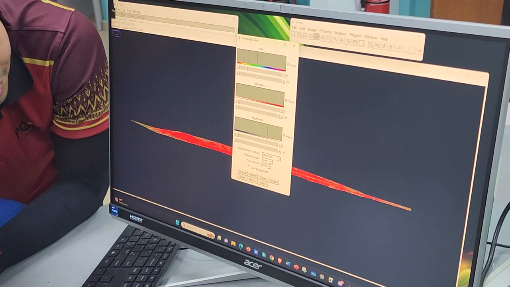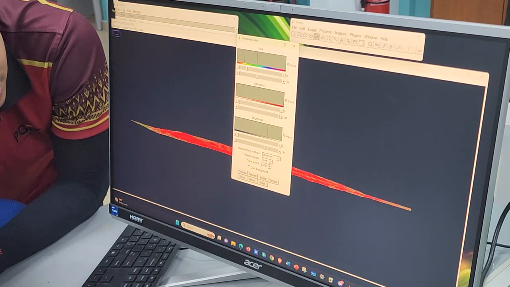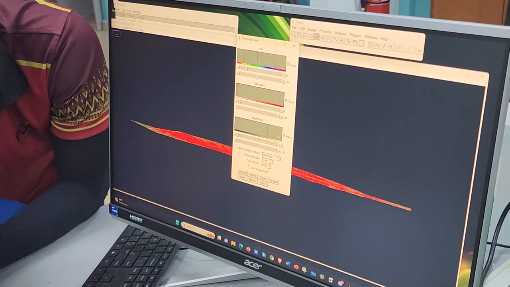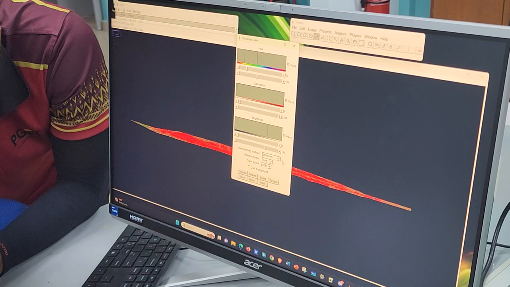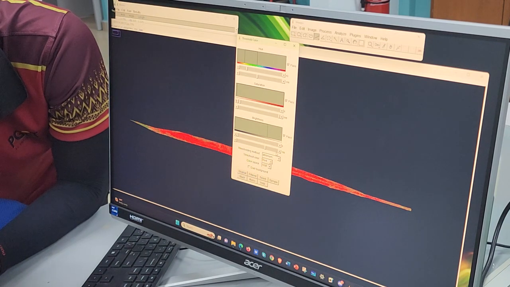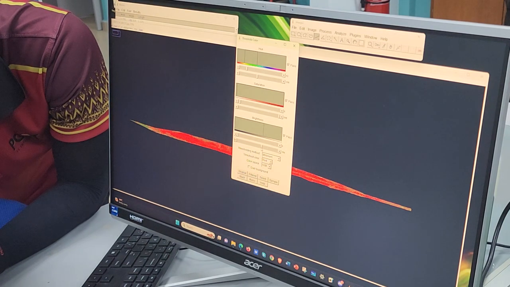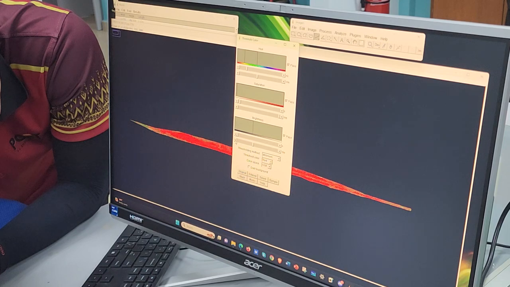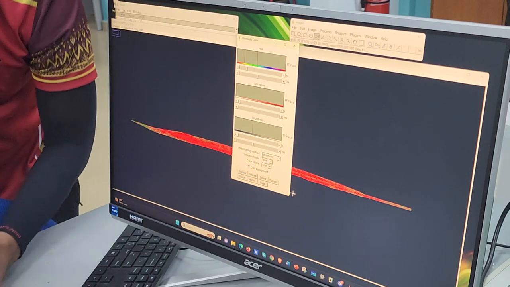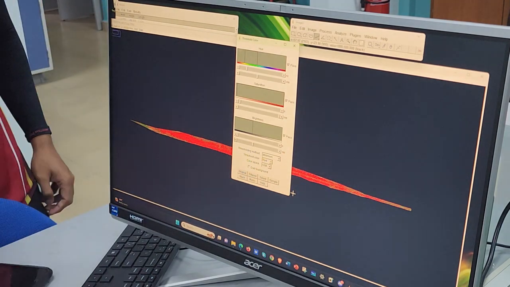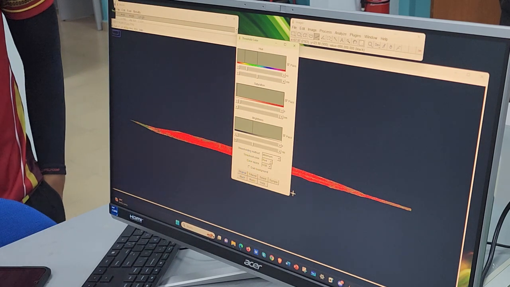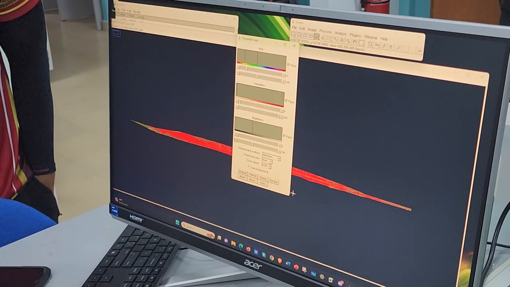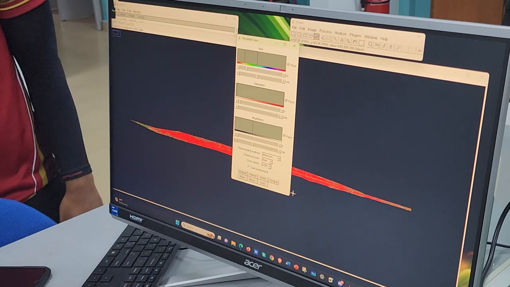Lepas tu saturation dia 6. Lepas tu yang bawah tu 255 sama. Brightness untuk yang atas 0. Yang bawah tu 100. Saturation 6, ke bawah 25. Brightness 100. Atas kosong bawah 100.